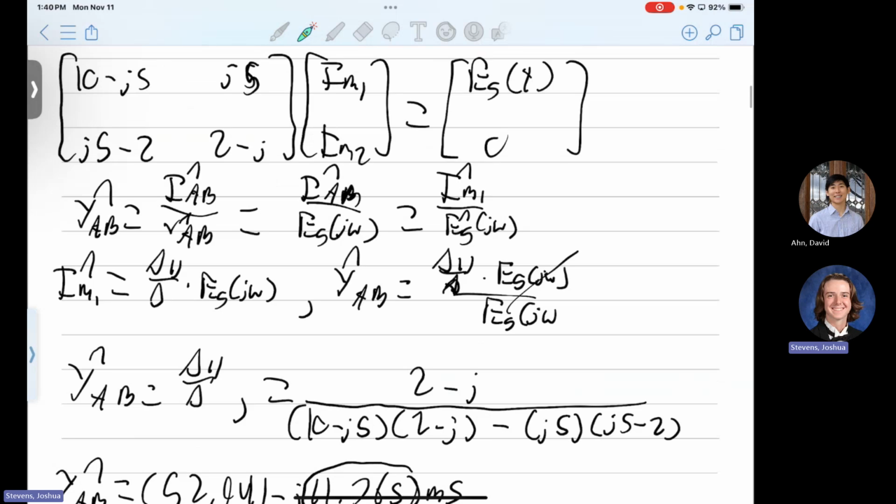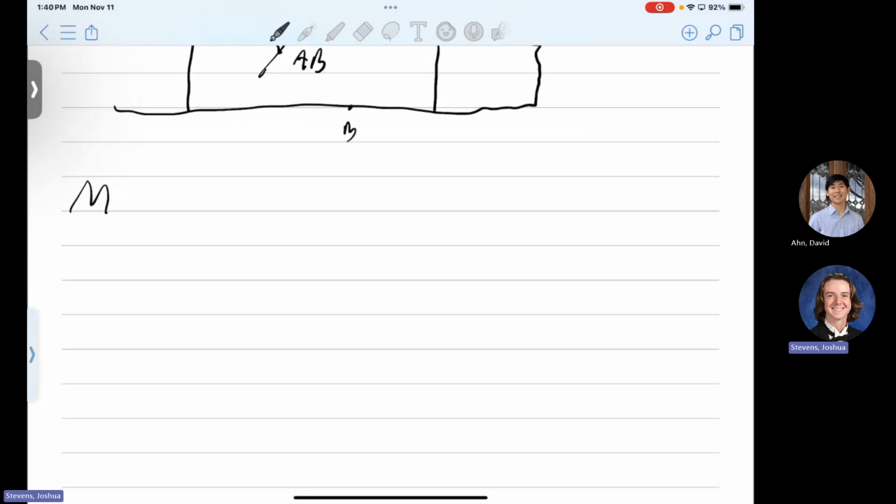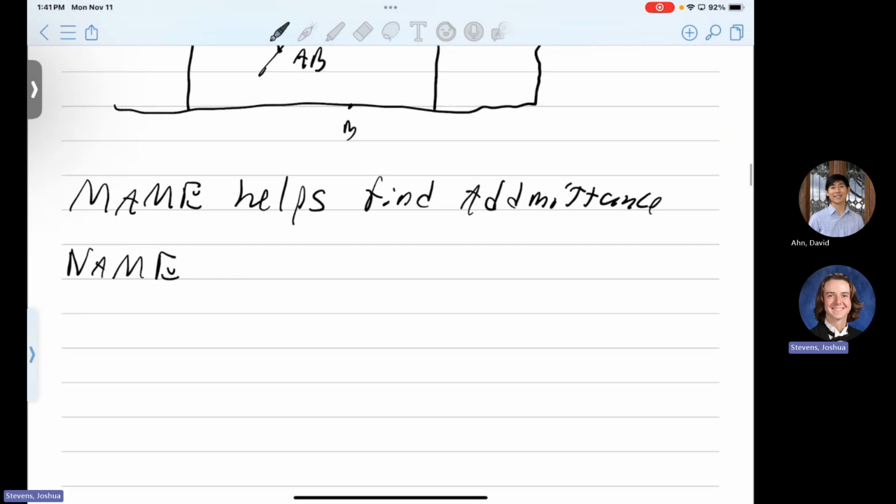Yeah. I'll write that down. I think that's probably a better way to write that down. MAME helps find admittance. NAME helps find impedance.